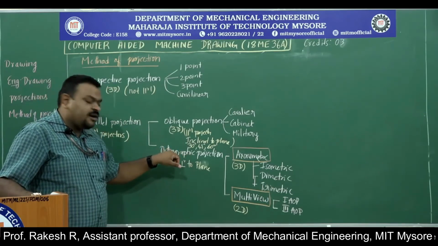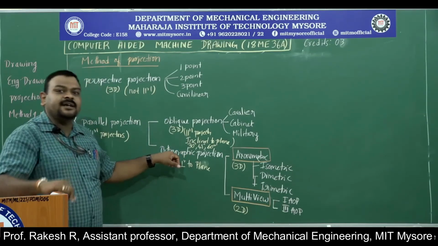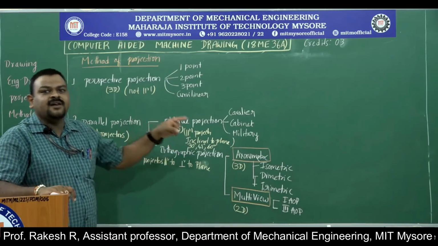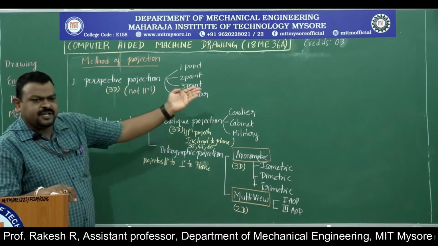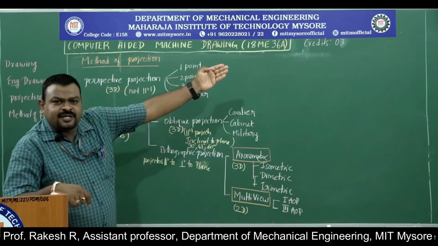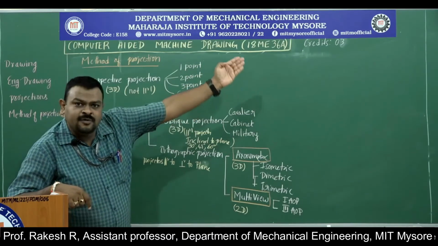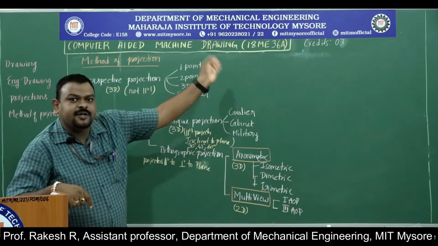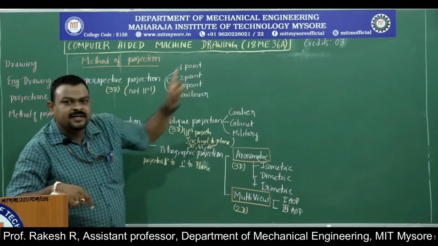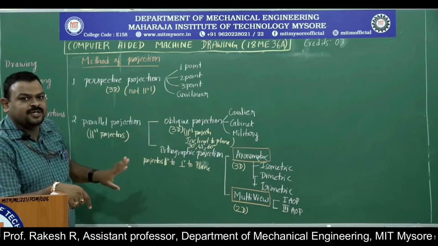Orthographic, the name indicates ortho. Ortho means it is perpendicular, perpendicular to the plane of projection. When we draw a projection, the projectors will be perpendicular to the screen or the plane of projection. Because of that, it is called orthographic projection.